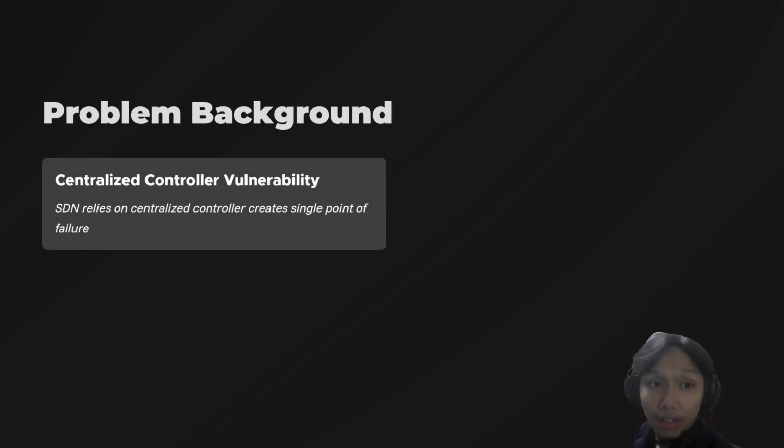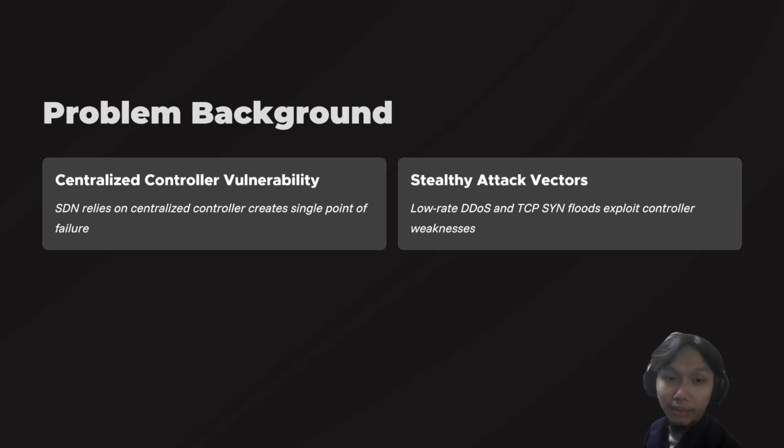So for my project problem background, the first is the centralized control vulnerability. SDN relies on a centralized controller that creates a single point of failure, which means if the brain fails to work, the entire network is down. That is a huge problem. The second problem is stealthy attack vectors, which are low rate DDoS and TCP SYN floods that exploit the controller weakness, which means if the brain is flooded with attacks, the entire network will be down, which we plan to solve.